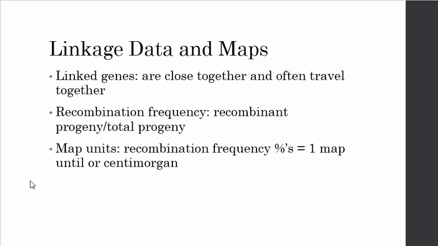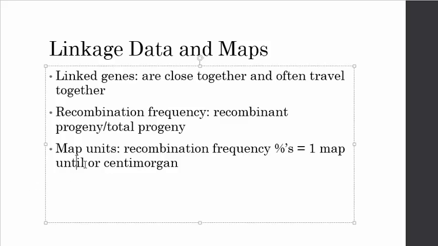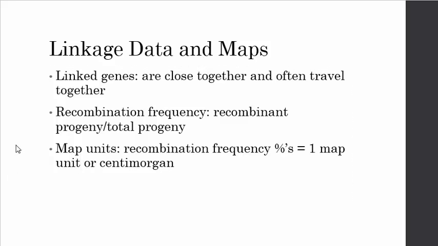When we talk about creating linkage maps using linkage data, we actually just convert our percentages over to map units. We convert our data over to map units. One map unit is called a centimorgan, and it's named after one of the scientists that worked in the Fly Boys lab, because he's the one who realized this process.